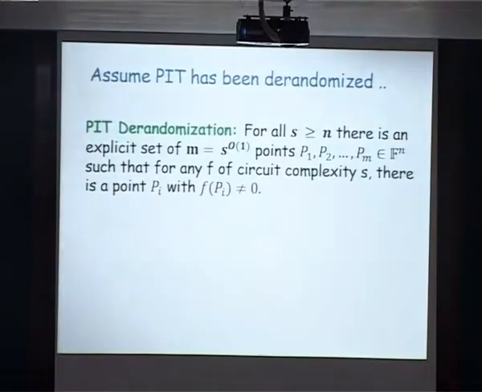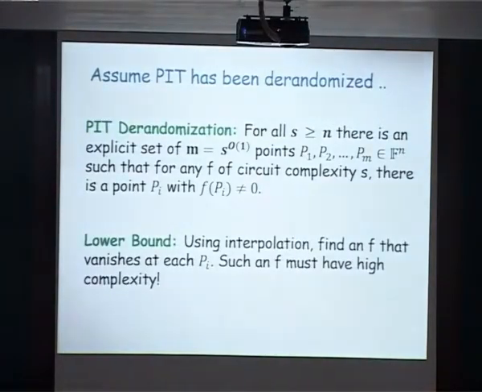Now, why does it lead to lower bounds? You can interpolate an f supported over more than m monomials, which vanishes at each of these points. So pick your favorite set of m monomials and just calculate the coefficients of these monomials such that the polynomial vanishes at each of these points.